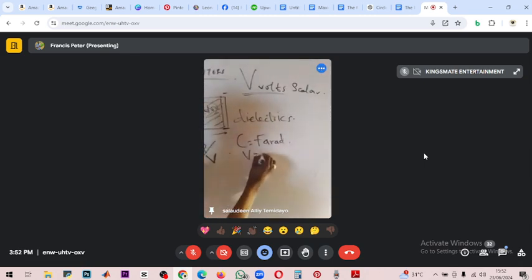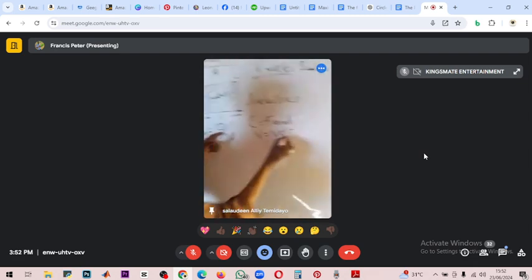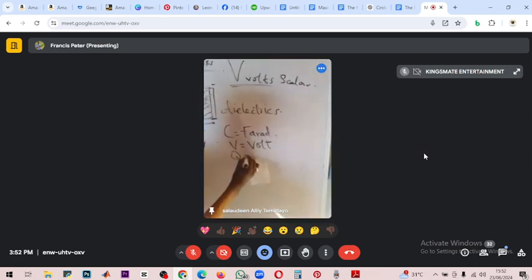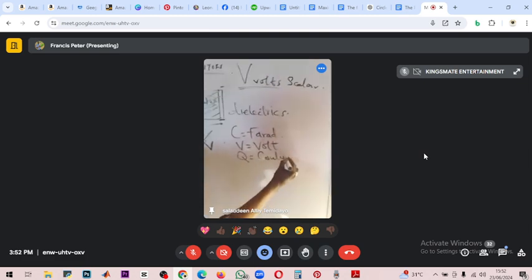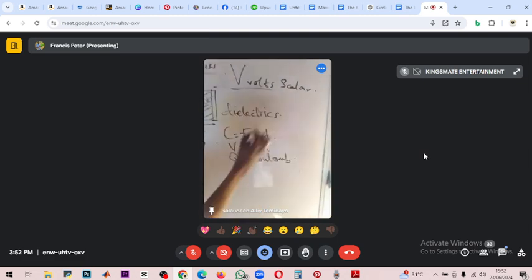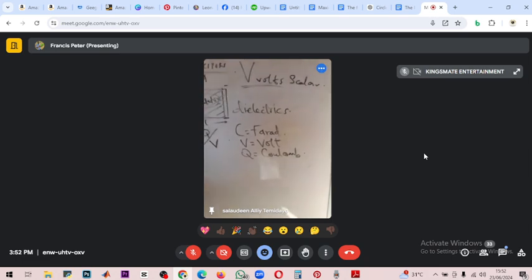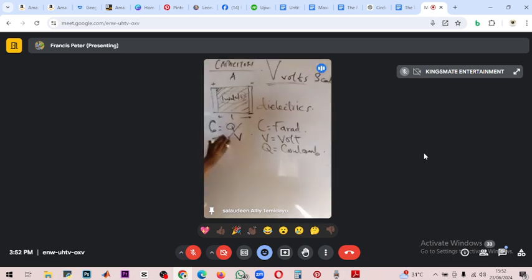You know that the unit of potential difference is volt, and the unit of charge is coulomb. So Q is going to be CV here, right?